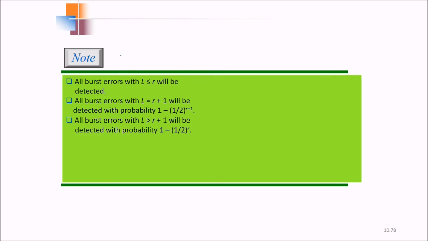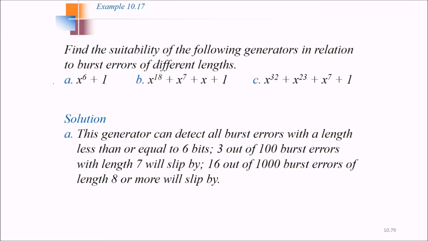Let us see the burst errors. Burst errors with length L less than or equal to R will be detected. The burst error with L equal to R plus 1 will be detected with this probability. And all burst errors with L greater than R plus 1 will be detected with the probability 1 minus 1 by 2 to the power R. Let us find the suitability of the generators Gx in relation to burst errors of different lengths.